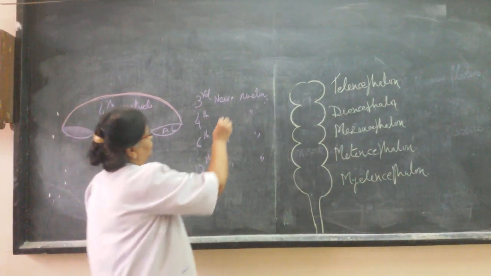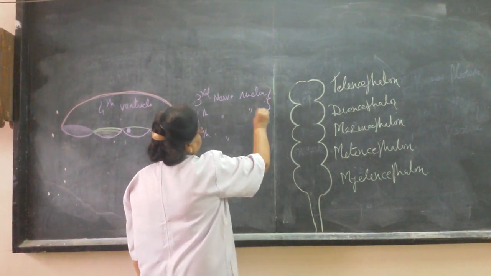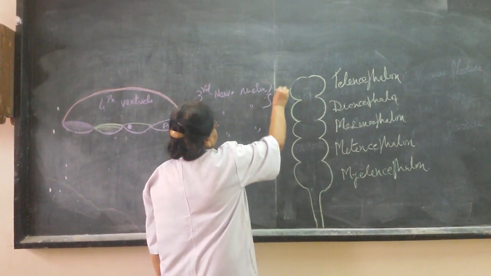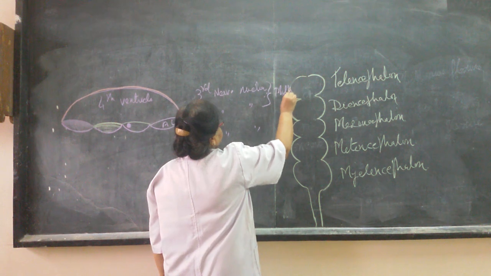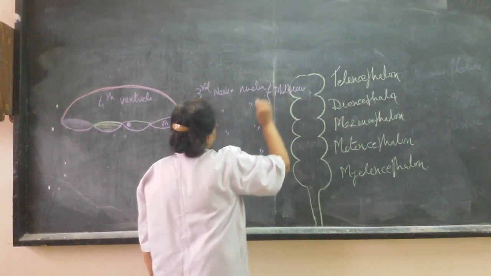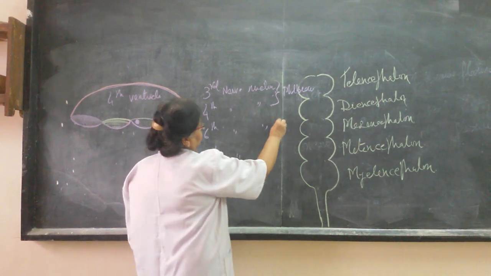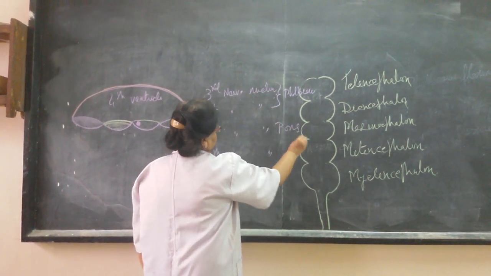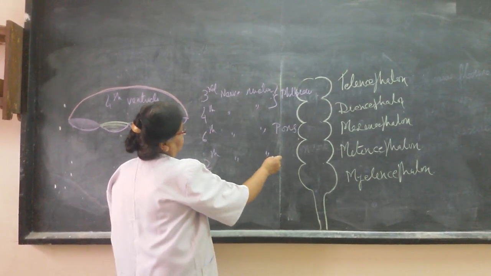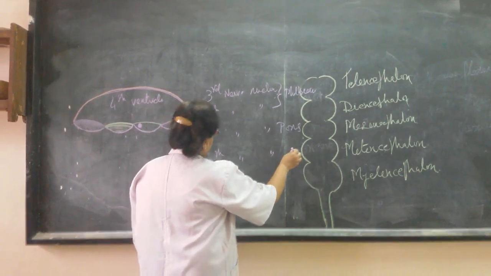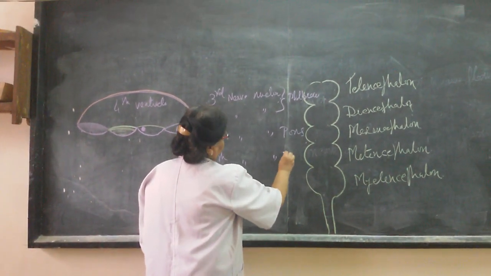Now these two nuclei are present in the region of the midbrain. The sixth nerve nucleus is present in the pons and the 12th nerve nucleus is present in the medulla.